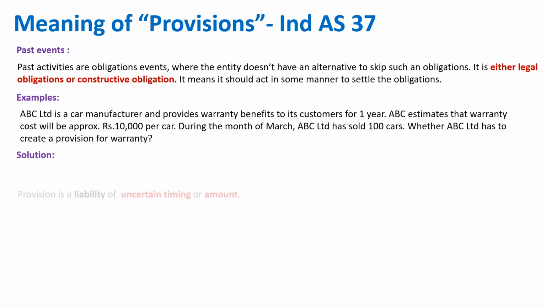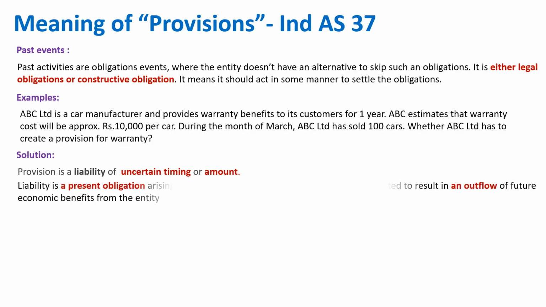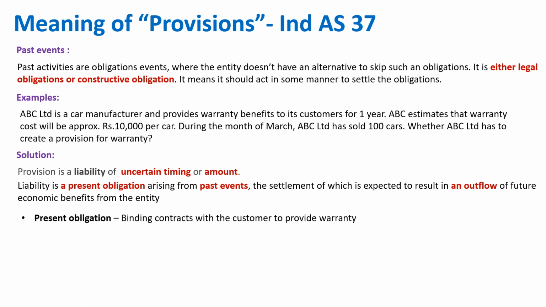Now, before starting the solution, let's understand the meaning of provision defined under Ind AS 37. So, provision is a liability of uncertain timing or amount. This is what we understood in the previous slide. And liability is a present obligation arising from past events, the settlement of which is expected to result in an outflow of future economic benefits from the entity. Now, here, what is the meaning of present obligation in this particular case? Binding contracts with the customer to provide warranty. Okay, so this is a legal contract which the seller, ABC Limited, is having with the customer, right? So there is a present obligation.